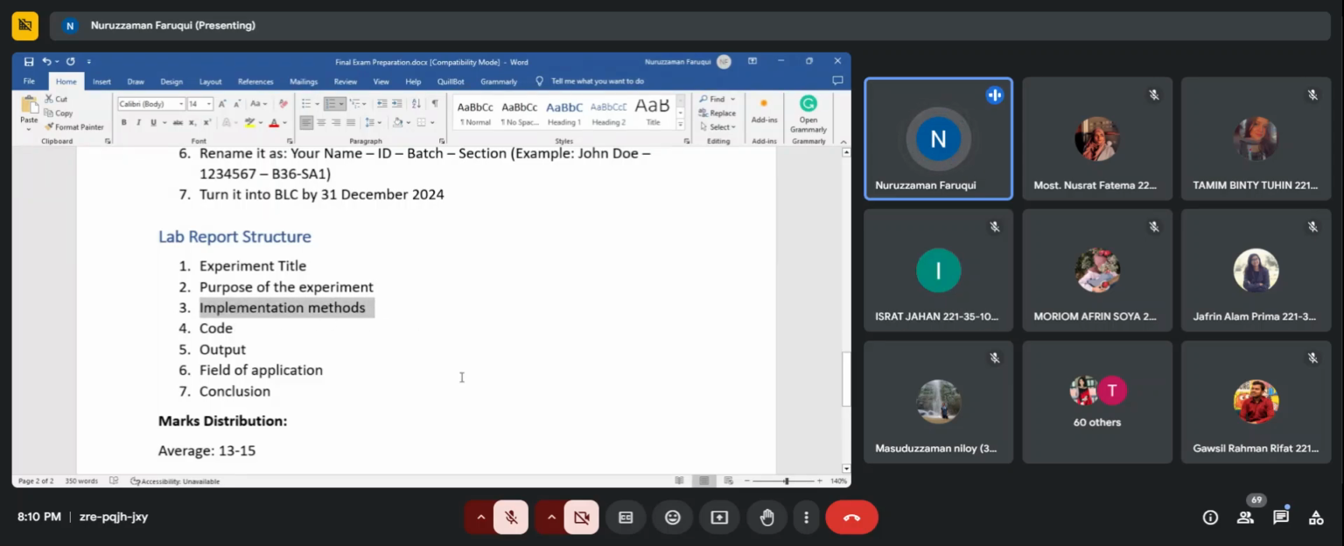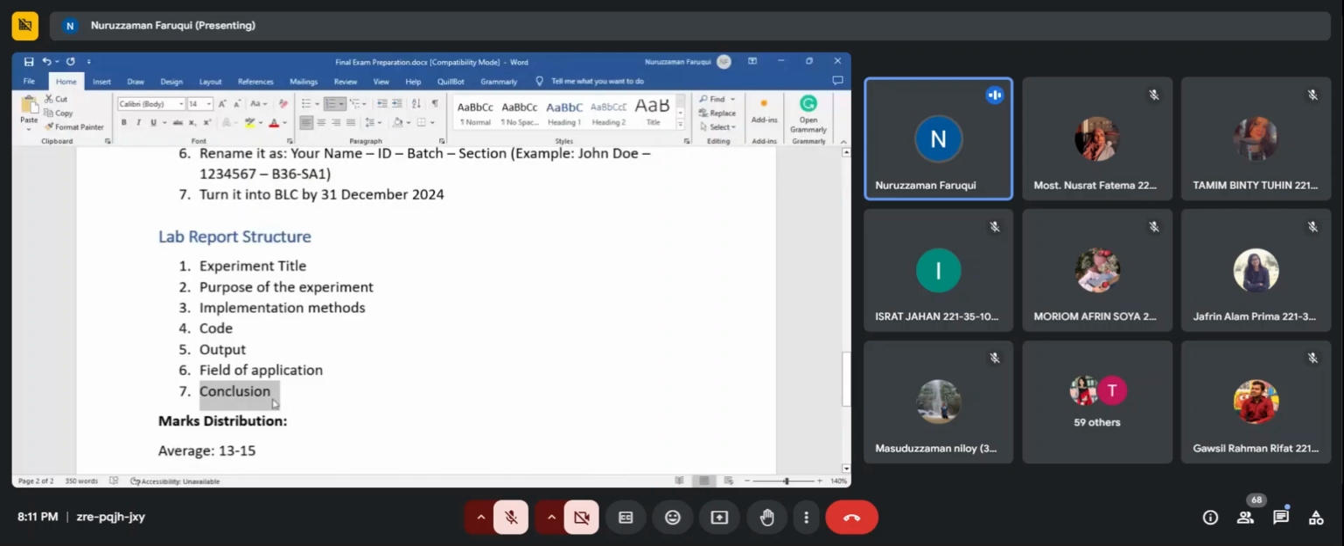An implementation method. There is the chance to be creative. You can use flowchart, you can use figures, or you can explain it simple with simple text. So it's completely up to you. Share the code, the output, and field of application. This is where again you have the chance to be creative, where this particular solution can be applied. Finally, conclude.